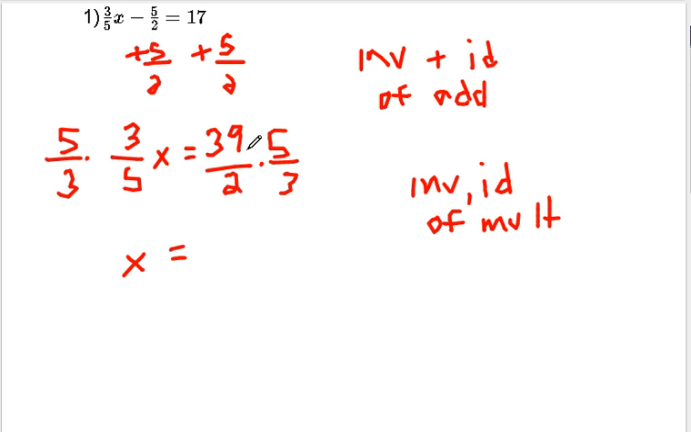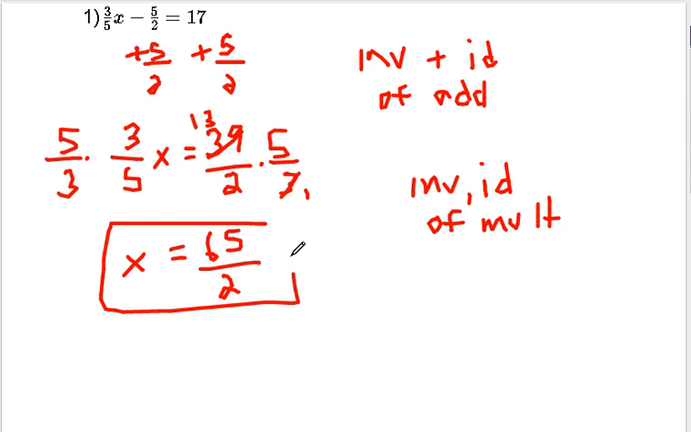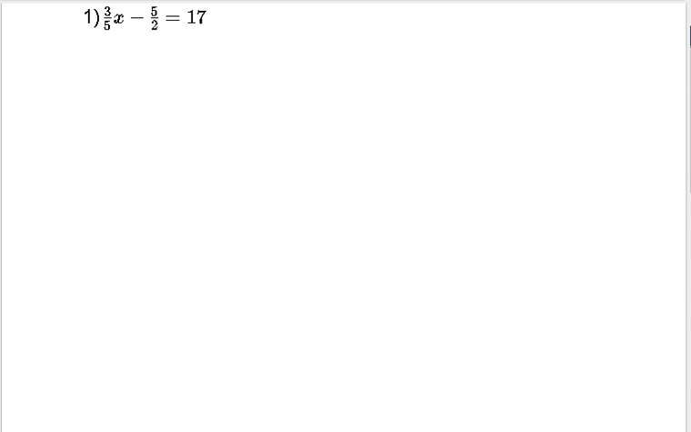And then over here, 39 over 2 times 2 over 3. I can cancel 39 to 13 and 3 to 1. 13 times 5 is 65 over 2. And there's my answer. So I used the inverse and identity of addition up here, inverse and identity of multiplication down here. Okay, moving on to problem 2.